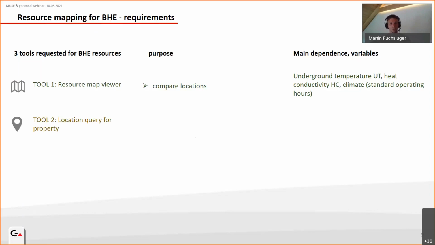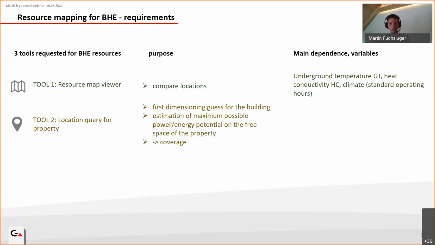On the location query, it's the other way around. It's important that you have a building with a certain demand, and it's a first dimensioning tool for buildings. And second, it's interesting how much potential, power and energy is available on the property, on the free space. And with these two pieces of information, we can calculate the coverage, which is an interesting property.